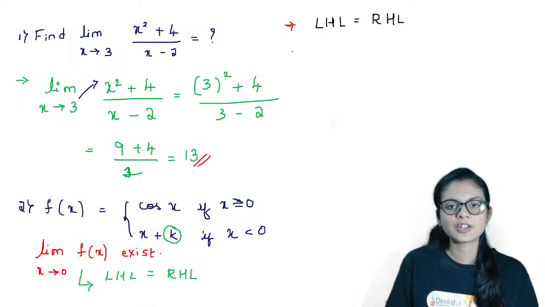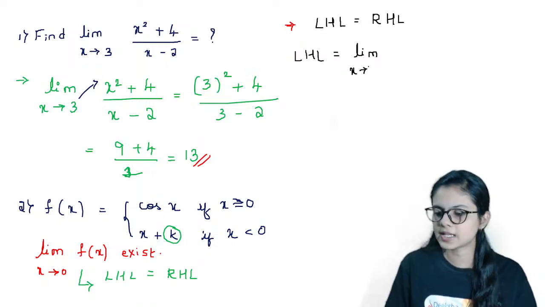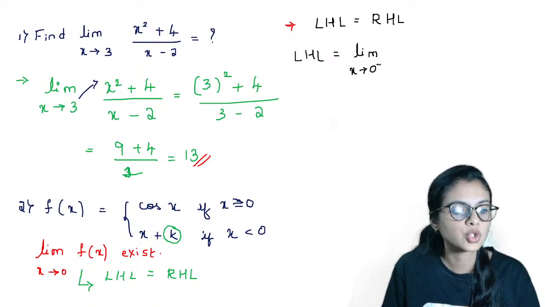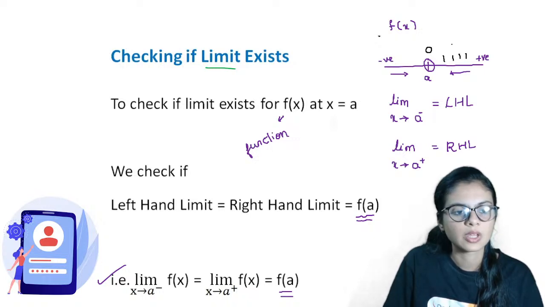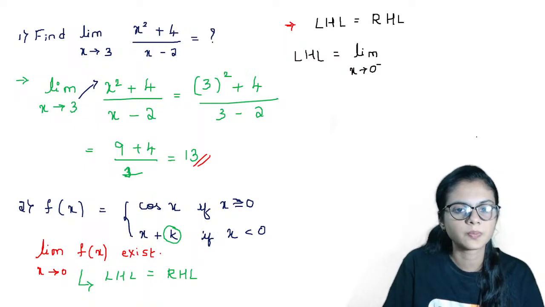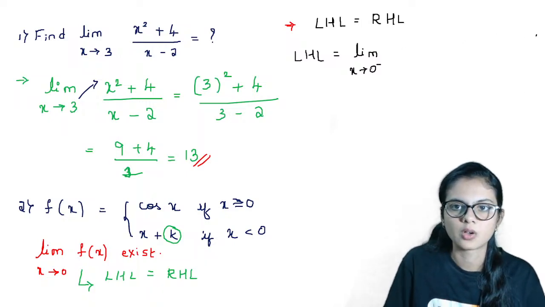Now what is LHL? Left hand limit is nothing but limit x tends to 0 minus, because we are approaching from the left hand side, so it is negative. The numbers present on one side will be greater than 0, and the numbers present here are less than 0. For less than 0, what have they given? It is x plus k. So for LHL, they have given x plus k.